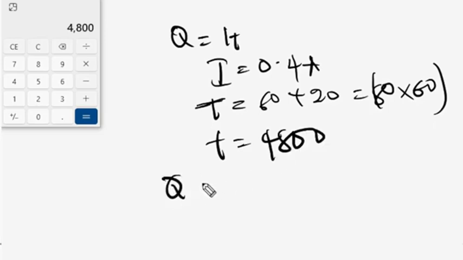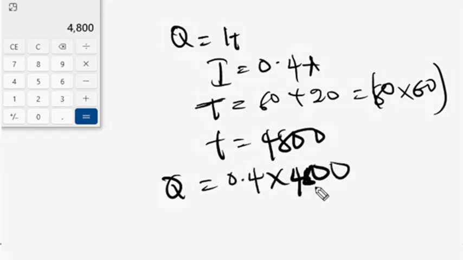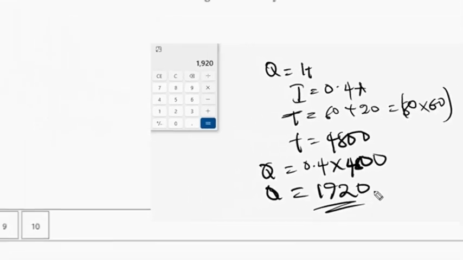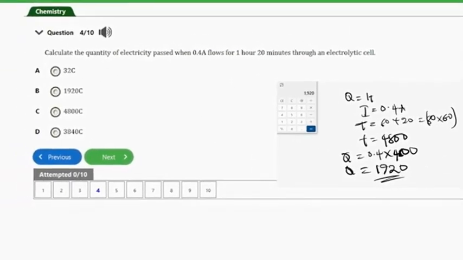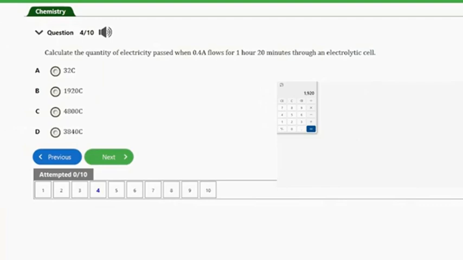So what's Q now? Q is going to be I times T. I is 0.4, then times 4,800 here. So we are going to get Q to be 1,920. So guys, that's option B here, and that's the answer to this question. So let's quickly wipe this off, and then let's consider the next question here, guys.